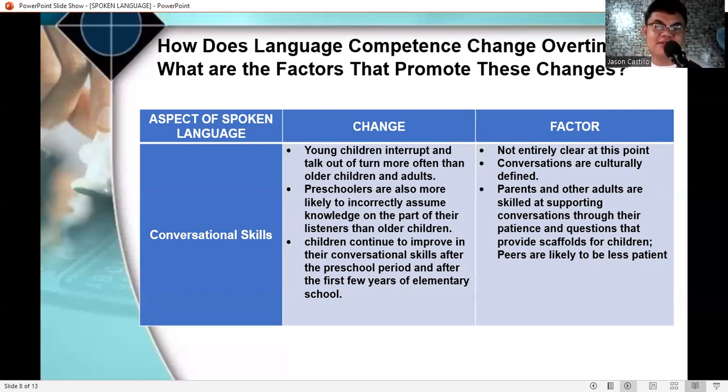Okay, so what are the factors why these changes? The paper mentioned that at this point it is not yet clear why these change happens. Because according to the paper, conversations are culturally defined. And with that, parents and other adults are skilled at supporting conversations through their patience and questions that provide scaffolds for children.